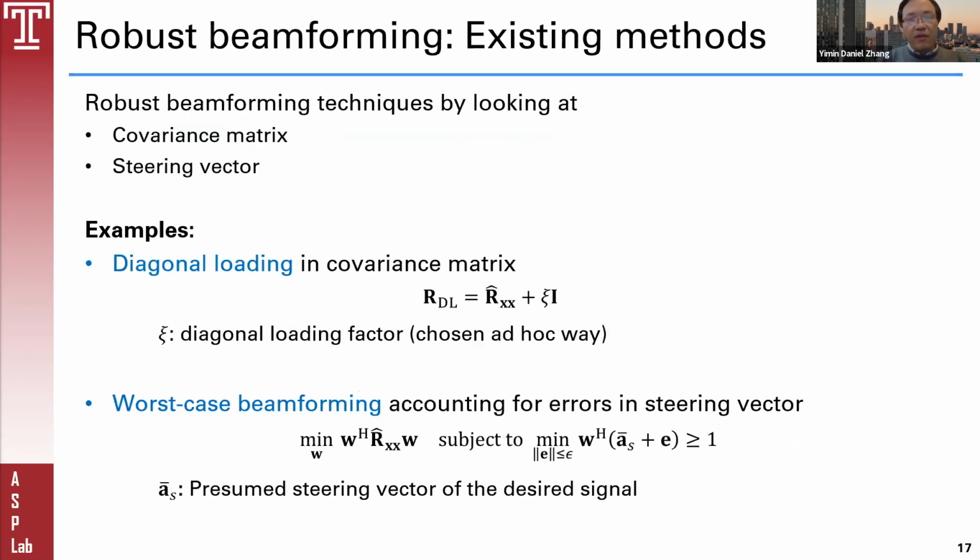So in this case, a number of robust beamforming techniques have been developed by looking at the coherence matrix and also the steering vector. For example, the diagonal loading approach modifies the coherence matrix by adding a diagonal term to make the beamformer more robust. Whereas worst-case beamforming looks at the steering vector. It still minimizes the total output power, but instead of constraining the direction of the desired signal, because this steering vector may have errors, it constrains such that around the steering vector, the array gain would be at least one. So in this case, signals around the presumed steering vector will not be suppressed.